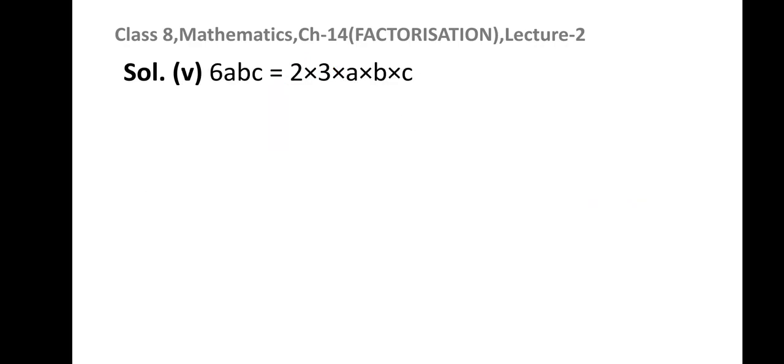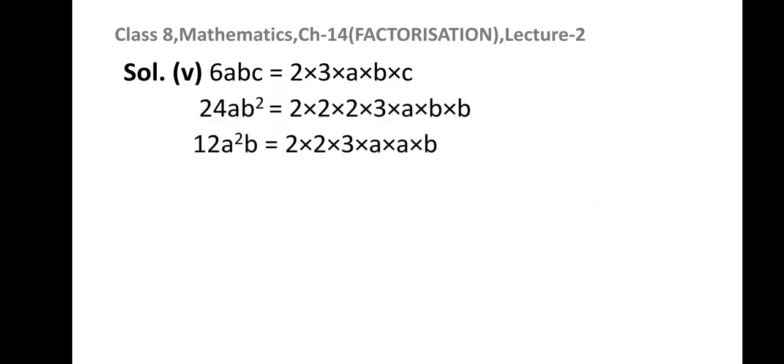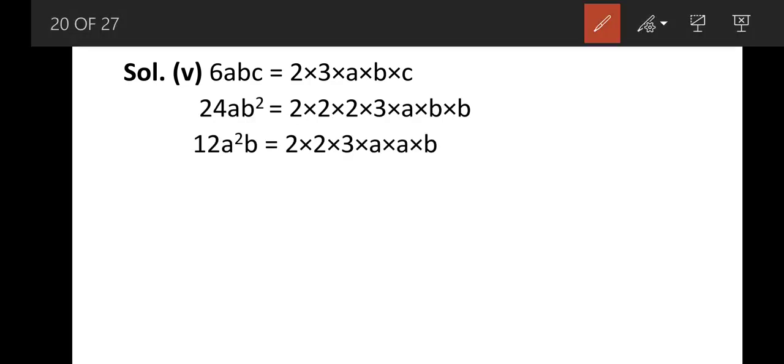It is 6abc. Let us see all the three terms I have written like this. 6 can be written as 2 into 3 into a into b into c. 24 will be written as 2 into 2 into 2 into 3, and a into b square, that is b into b, 2 times it will be written. 12 can be written as 2 into 2 into 3. A square will be written as a into a.